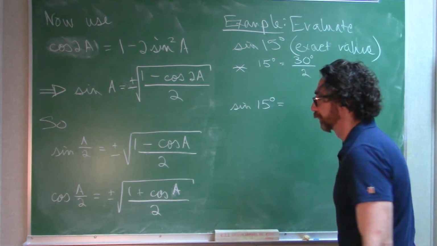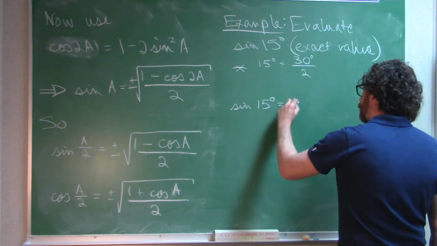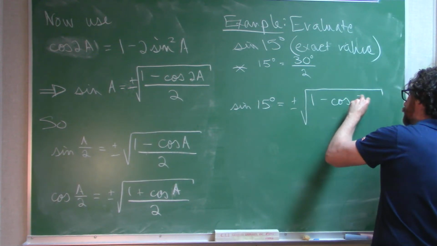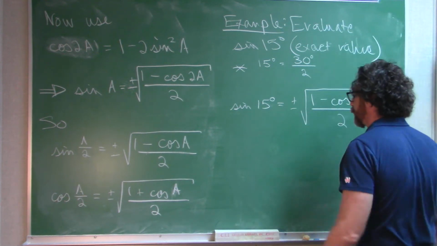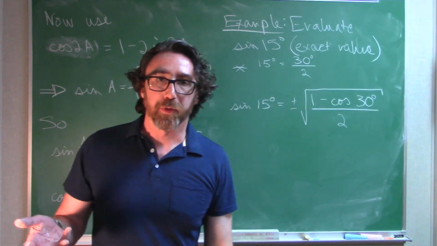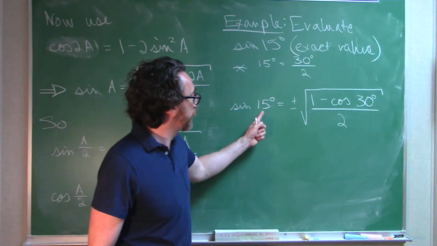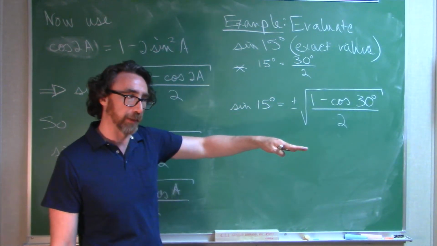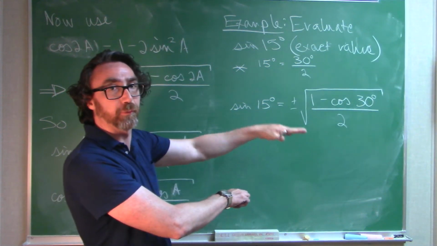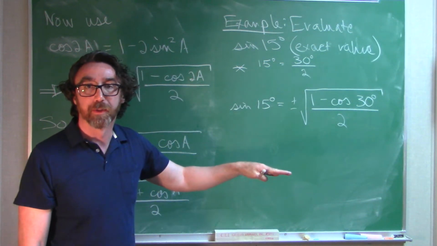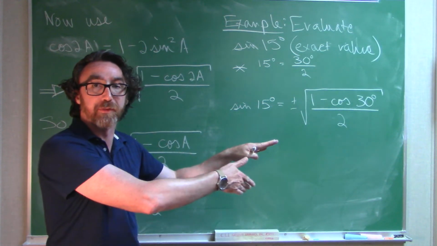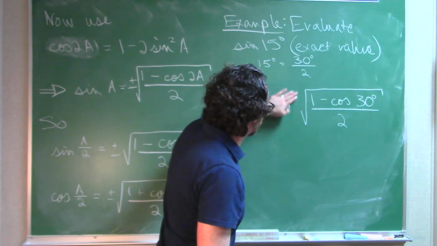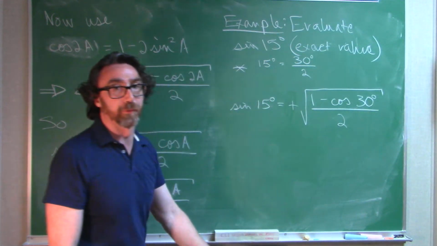So, sine 15 degrees, using the half angle formula for sine, is the square root of 1 minus cosine 30 degrees over 2. Now the question is, do I choose the plus or do I choose the minus? Well, 15 degrees is a quadrant 1 angle. Remember, we're talking about an angle in standard position. We think of the positive x-axis, we rotate in the counterclockwise direction. If you rotate through an angle of 15 degrees, you have stayed in the first quadrant. Your sine and cosine would both be positive. So we're going to choose the positive version.